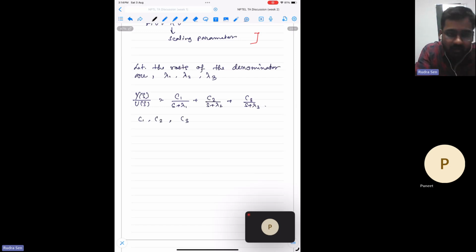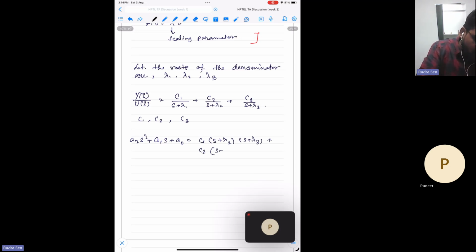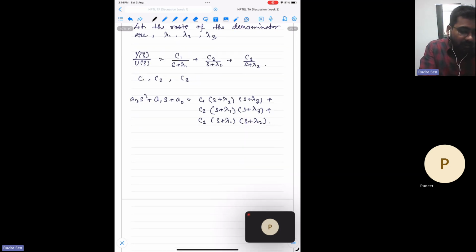So there are various possibilities. You know how to find C1, C2 and C3. You just compare it: a2 s square plus a1 s plus a0 is equal to C1 into (s plus lambda 2)(s plus lambda 3) plus C2 (s plus lambda 1)(s plus lambda 3) plus C3 (s plus lambda 1)(s plus lambda 2). Either you multiply this portion and then compare the coefficient of s square with the coefficient of s square here, then you can find them out.